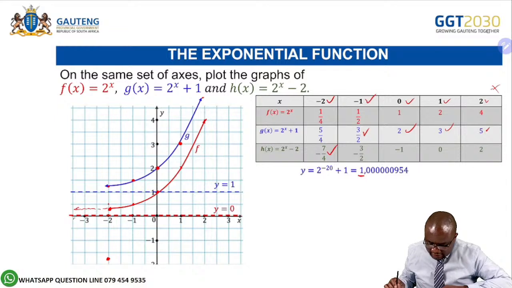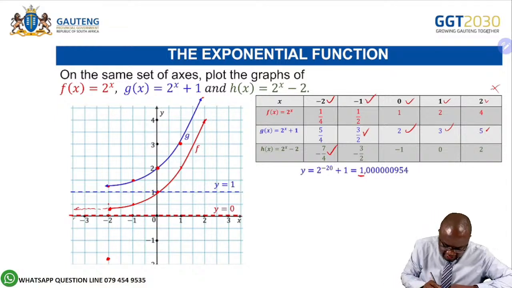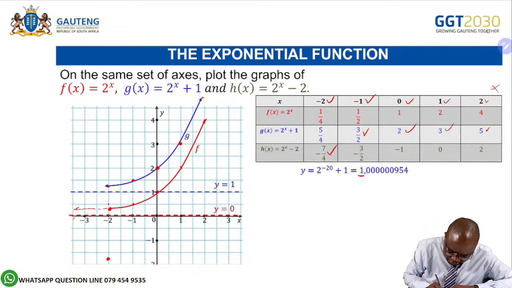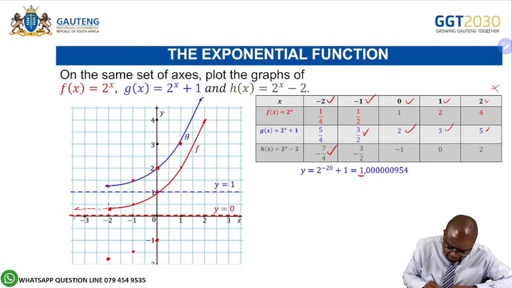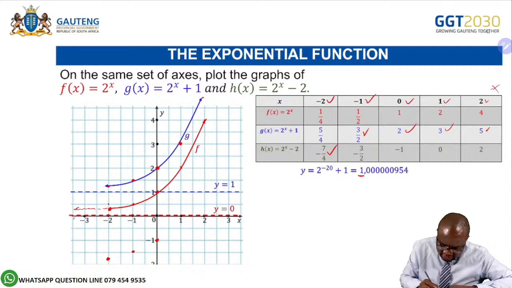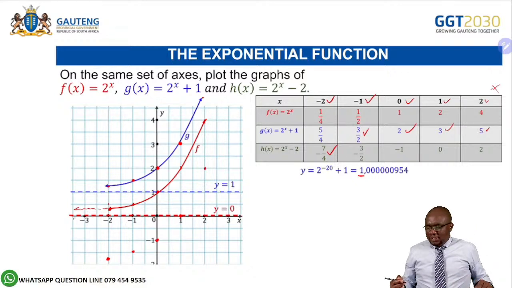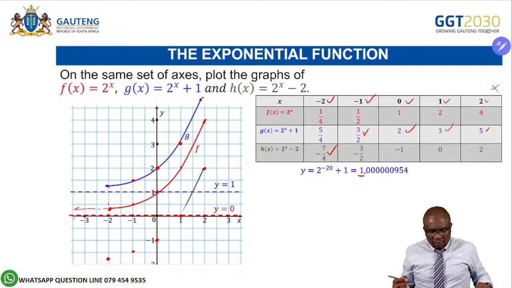And then -1,5. 3/2 is 1,5, so it should be here. And then 0 goes with -1. And then 1 goes with 0, which is here. Then 2 goes with 2, so it's here. There, you see that? And then we sketch this. Okay, you see that? And then which line is being approached here?